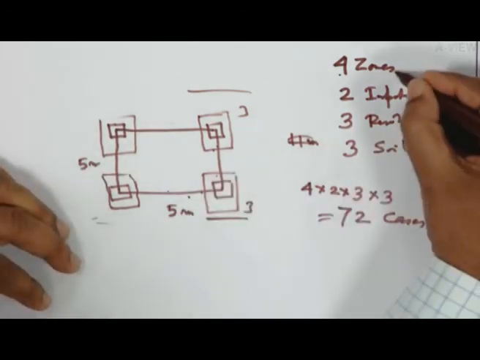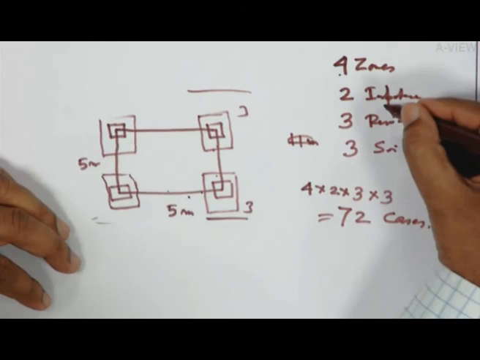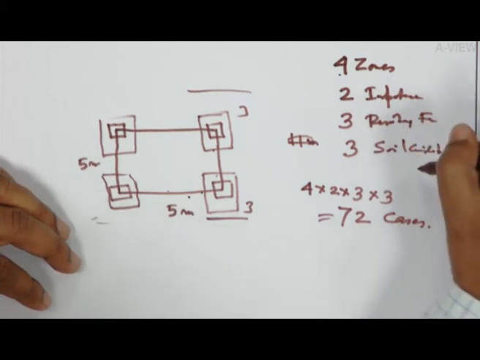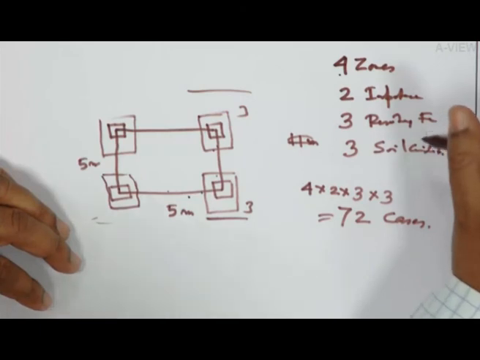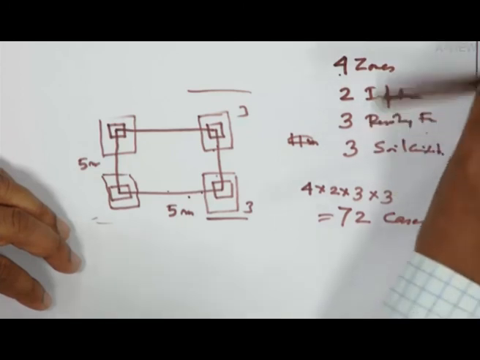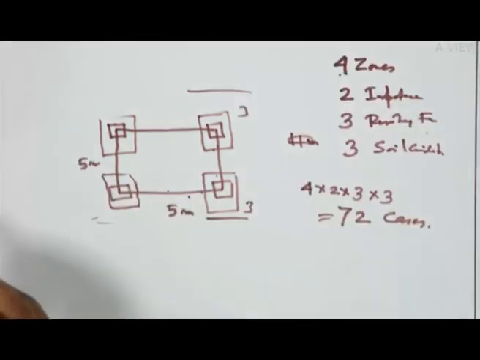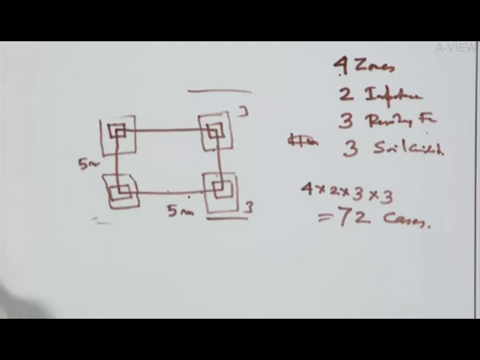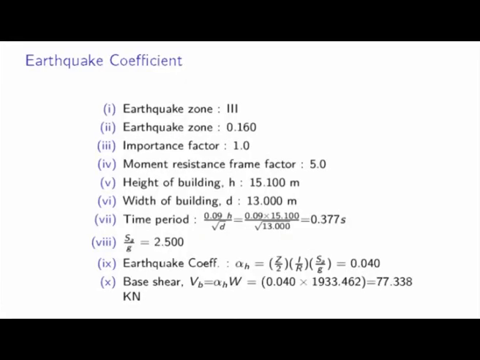4 zones: 2, 3, 4, 5. 2 importance factors, 1 and 1.5. Resisting factor 3 or 4 or 5, then 3 cases. Soil condition, soft, medium, hard, 3 cases. So if we consider all of them, I am getting 72 such cases. That means I can have 72 different kinds of solutions for a particular building. So if you do a particular building, then anywhere in India you can provide that way, because we are having only 72 cases.